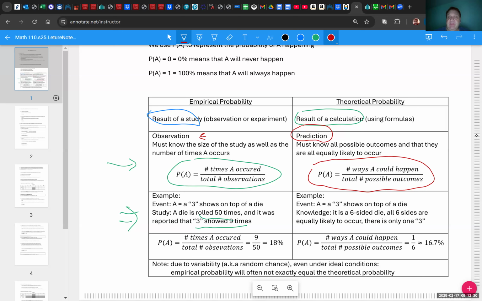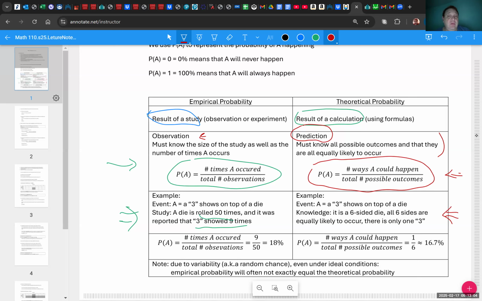Again, I'll give you an example to make things a little more concrete. So here's the example with the 3 again. The event is a 3 shows on top of the die, but we also need to have knowledge. Remember, we must know all the possible outcomes and that they're equally likely. So our knowledge for the theoretical probability is it's a 6-sided die, all 6 sides are equally likely to occur, and there's only one 3. Only one side has the number 3. So that's the knowledge we need.